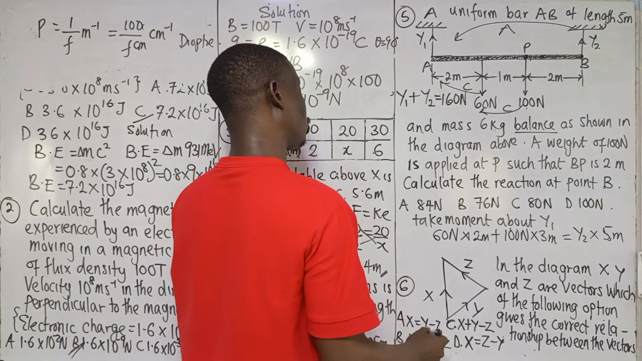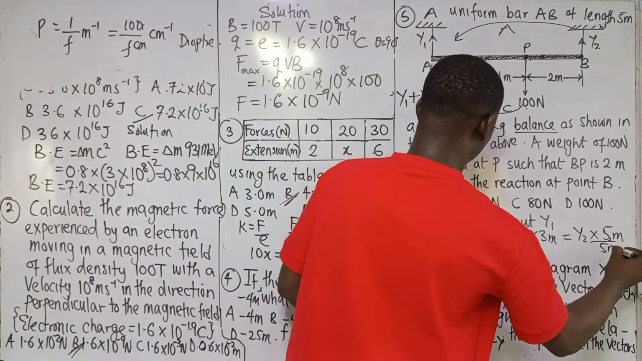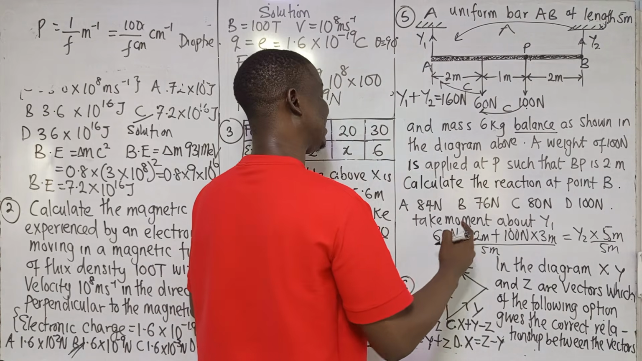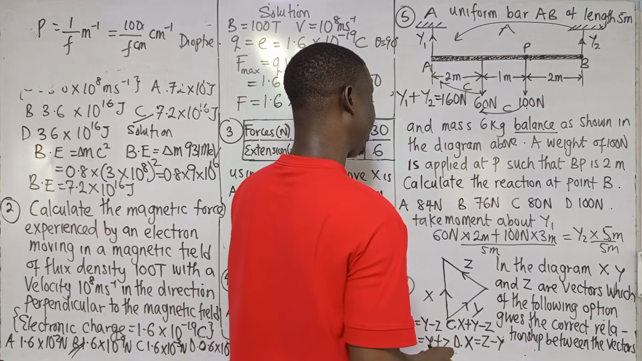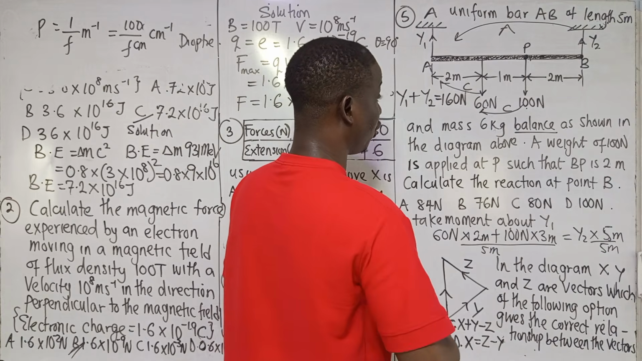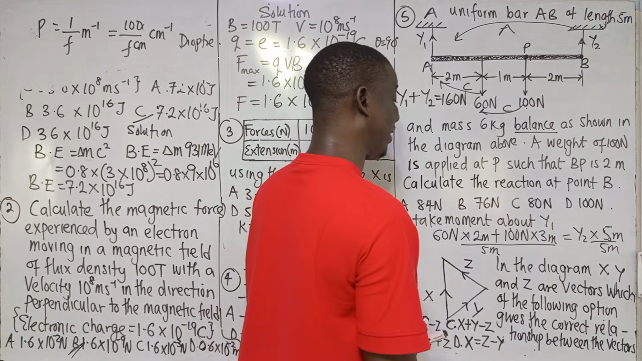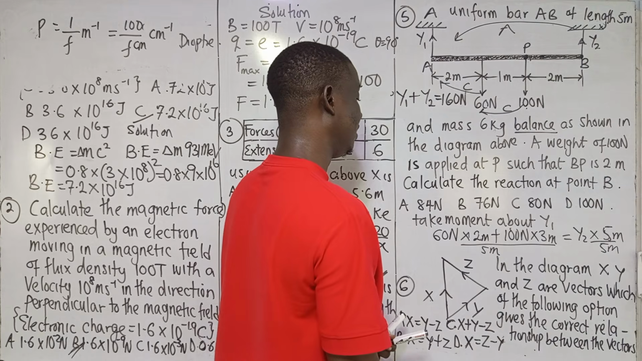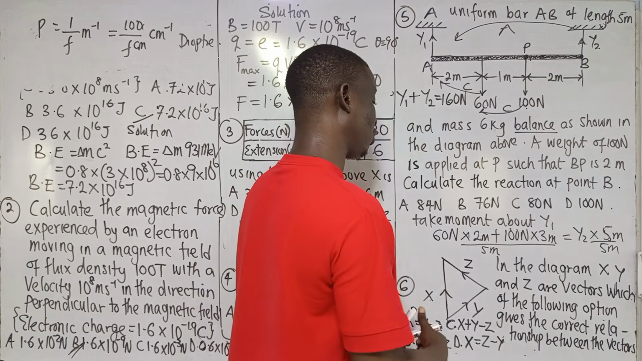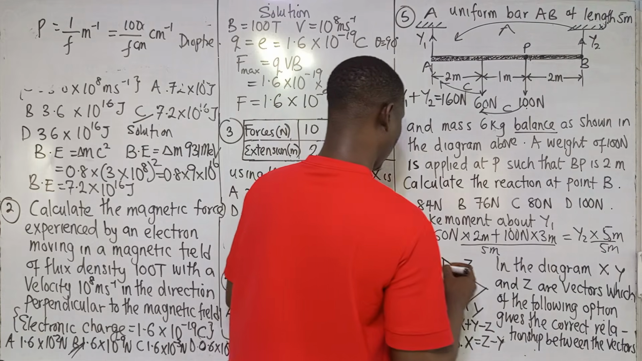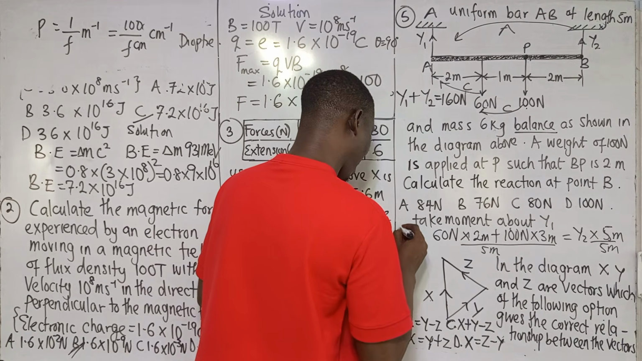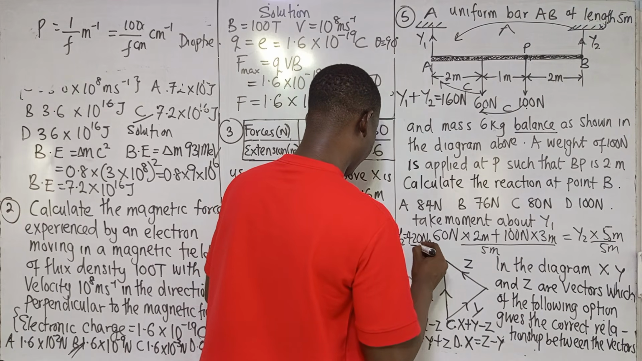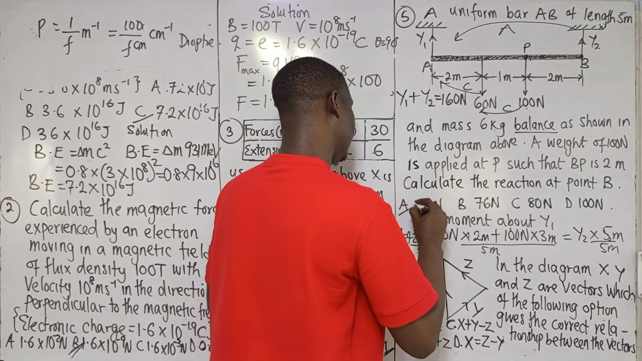So if you divide all through by 5 meter, what do you have? This one will give us 120 Newton meter plus 300. 300 plus 120 will give us 420. That means Y2 is 420 Newton meter divided by 5 meter, and that would be 84.